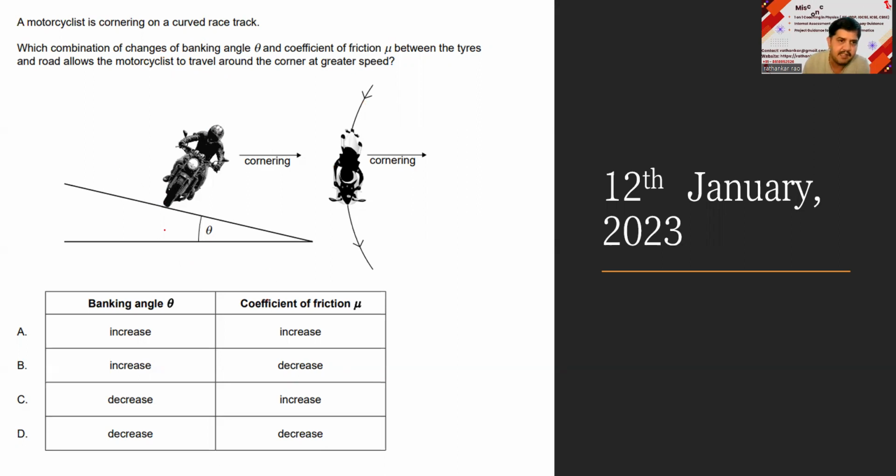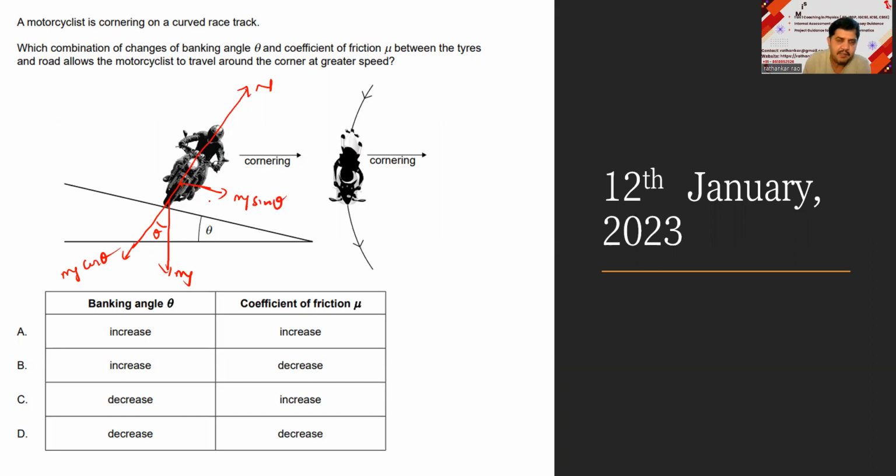Let us write the free body diagram. The motorcyclist's weight is acting downward like this. Then the normal force is acting like this. This is my normal force. So the component mg cos theta, where this is my angle theta, and then this will be mg sin theta.